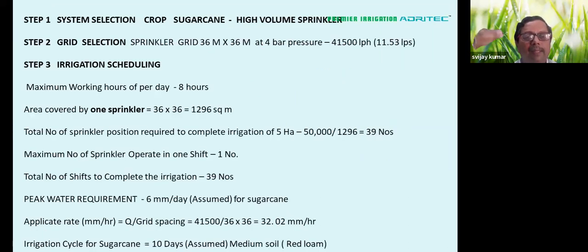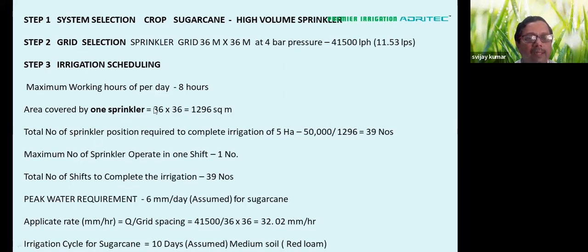Now going step by step on the calculation, the crop is sugarcane. I have selected the bigger model rain gun, and each rain gun has a discharge of 41,500 liters per hour. That is 11.53 liters per second. How did I get that? 41,500 divided by 3,600 gives 11.53, because to go from LPH to LPS, you just divide by 60 into 60.